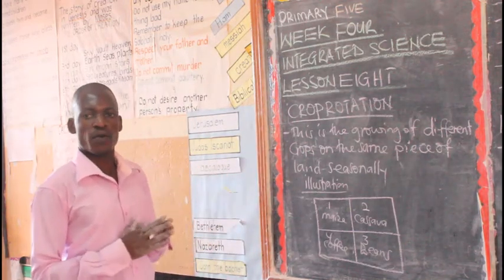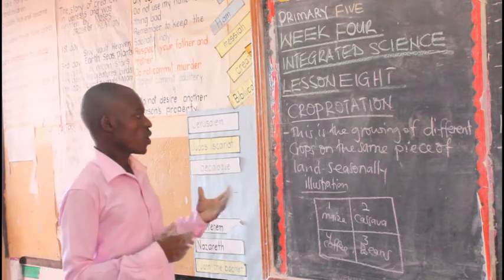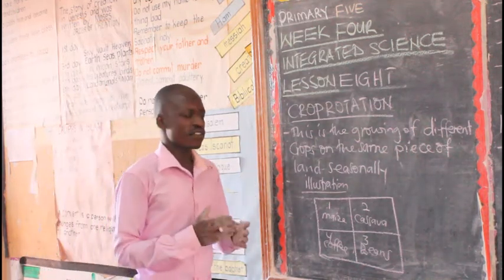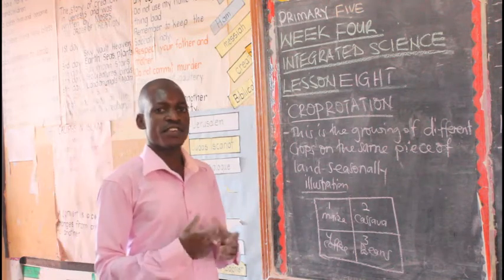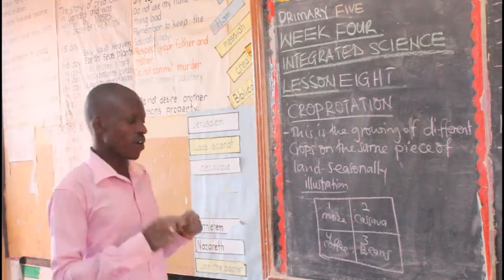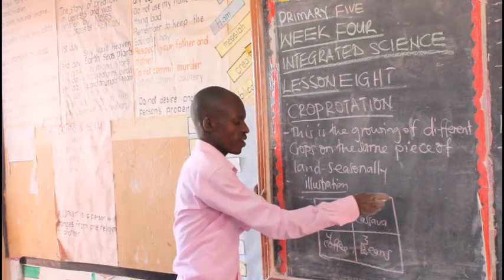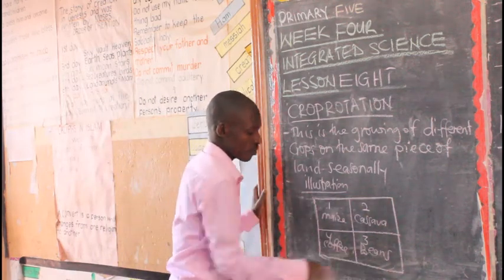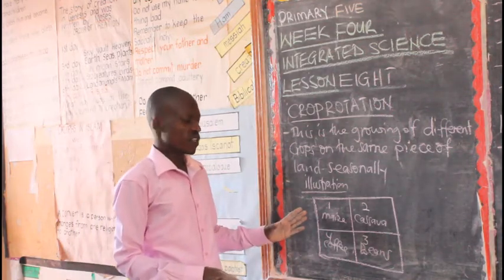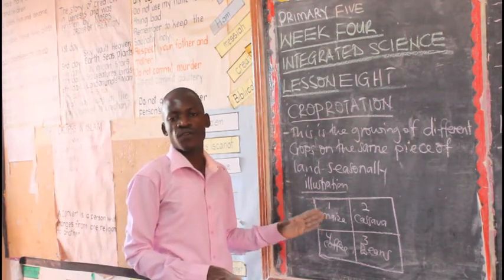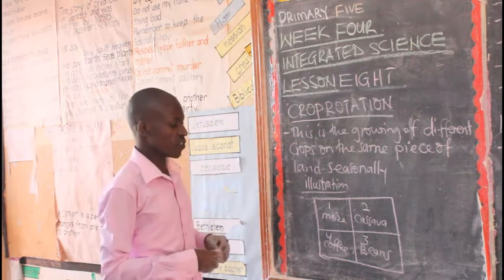In primary 4, we looked at crop rotation, where we said crop rotation is the growing of different crops on the same piece of land seasonally. You have one piece of land like this one I'm having here, and you grow different crops in this piece of land, but in different seasons.